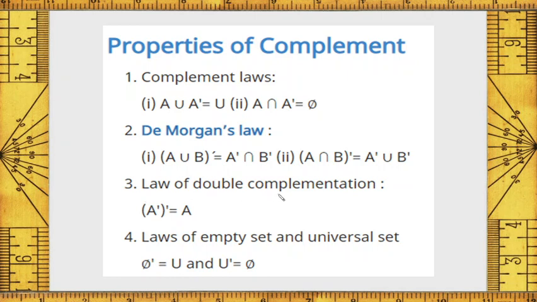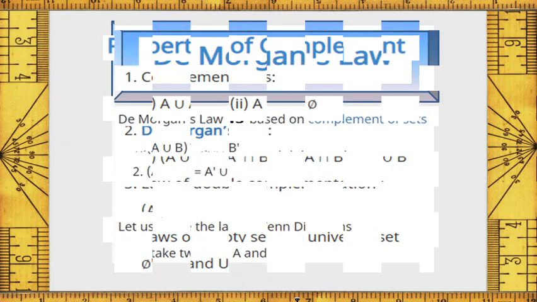Third is law of double complementation. It means if we take complement of complement, then we are going to get the same set in return. Fourth is laws of empty set and universal set. So phi means empty set. So if we take the complement of phi, this is equal to U, means universal set. And if we take the complement of universal set, that is equal to phi. These are a few properties or laws.